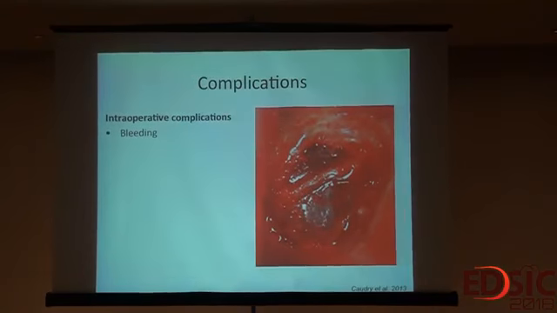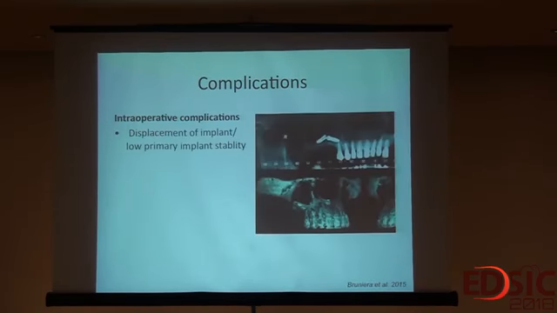Of course, we can have other complications such as bleeding. Bleeding may disturb the intraoperative overview and placement of grafting material, and severe bleeding is usually caused by damage to the posterior superior alveolar artery. For treatment, compression or electrocoagulation is recommended in bleeding cases.